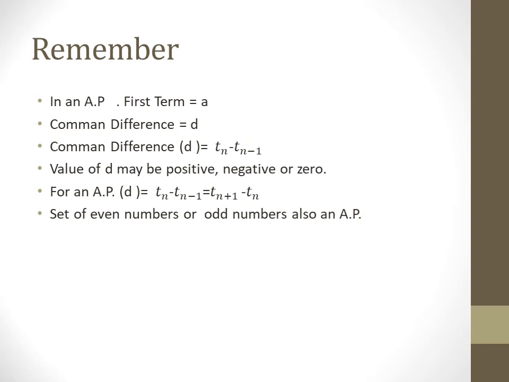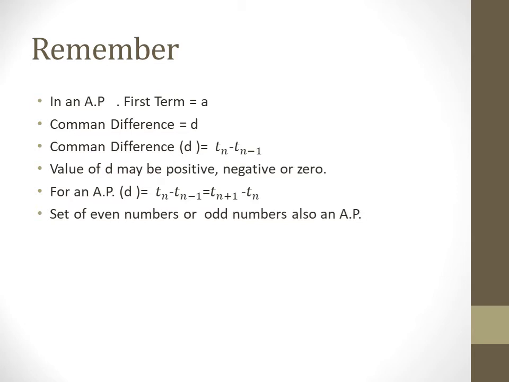Now in this lesson, what do we want to remember? The first term is denoted by letter A. The common difference is denoted by letter D. Then how to calculate the common difference? The formula is Tn minus Tn minus 1. Here n and n minus 1 are two successive terms; Tn is the next term and Tn minus 1 is the previous term, so the common difference is calculated as next term minus previous term.